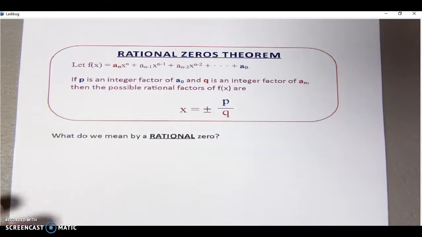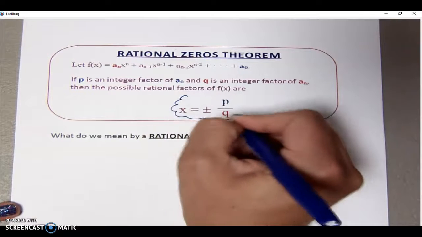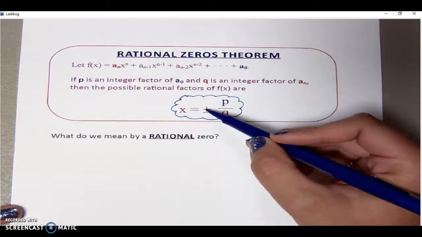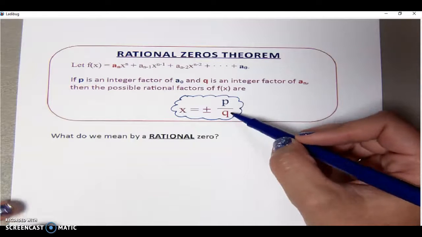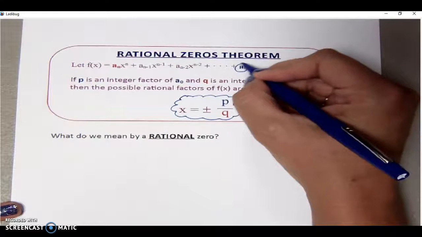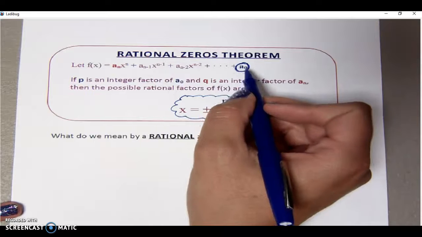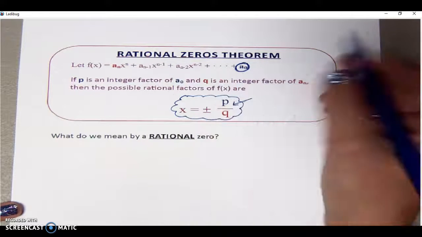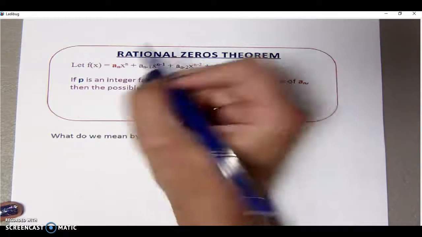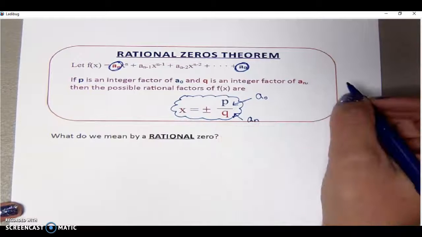So what we're going to do here is, for the possible rational zeros, they're going to be in the form x equals plus or minus p over q. So p is going to be factors of the coefficient in your polynomial. If your polynomial is in the correct order, in descending order, your last number, your constant, is going to be factors of that. And then q are going to be factors of the first number, so your leading coefficient with your highest exponent.